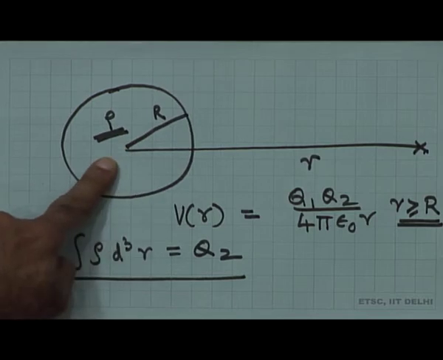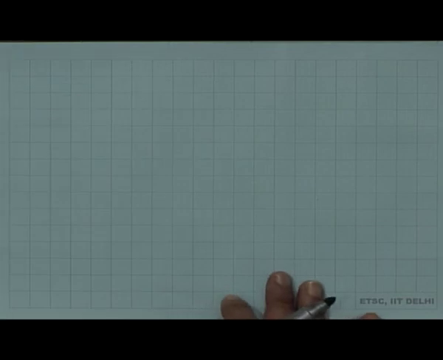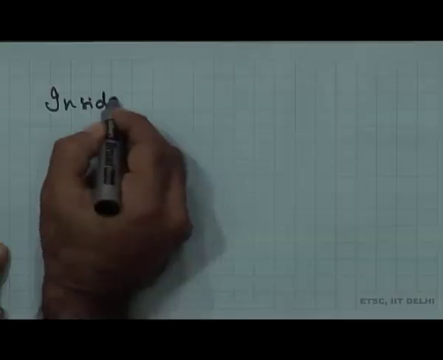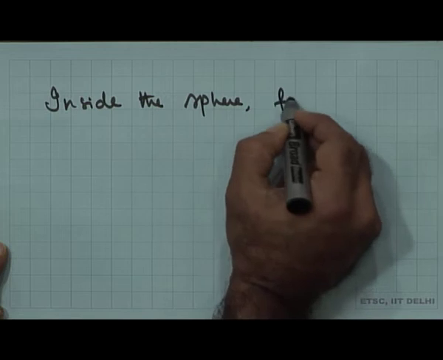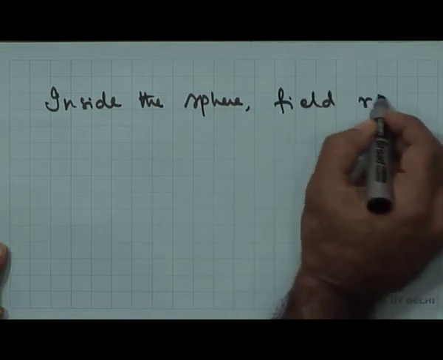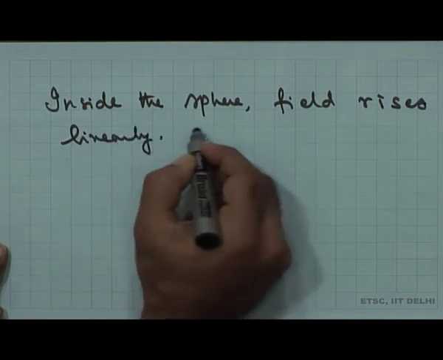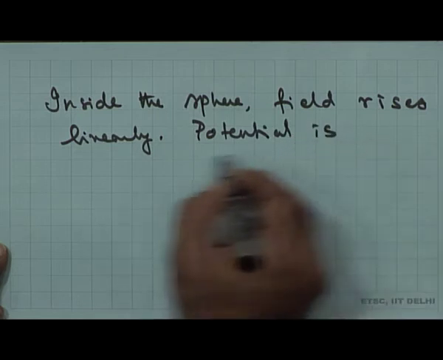Again, you can use Gauss's law inside the sphere. If you use Gauss's law inside the sphere, everyone knows that the field rises linearly and therefore the potential will be quadratic. So, inside the sphere, the field rises linearly, and the potential is quadratic in R.